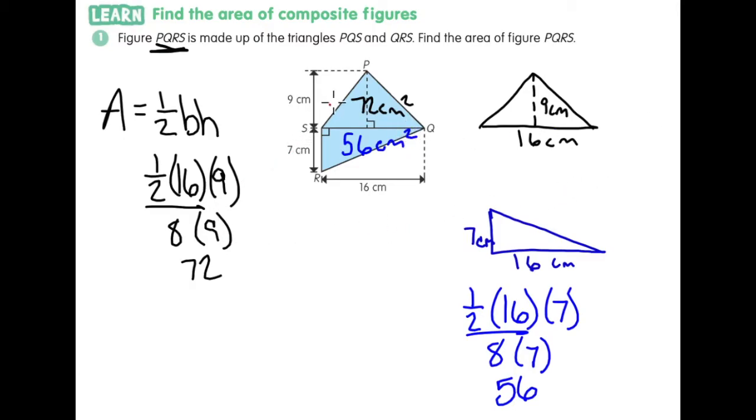And then to find the area of PQRS, because the top part was 72 and the bottom part was 56, we'll combine that. 72 plus 56, when we add 70 and 50, that gives us 120. 2 and 6 gives us 8. So the area of PQRS is 128 centimeters squared.